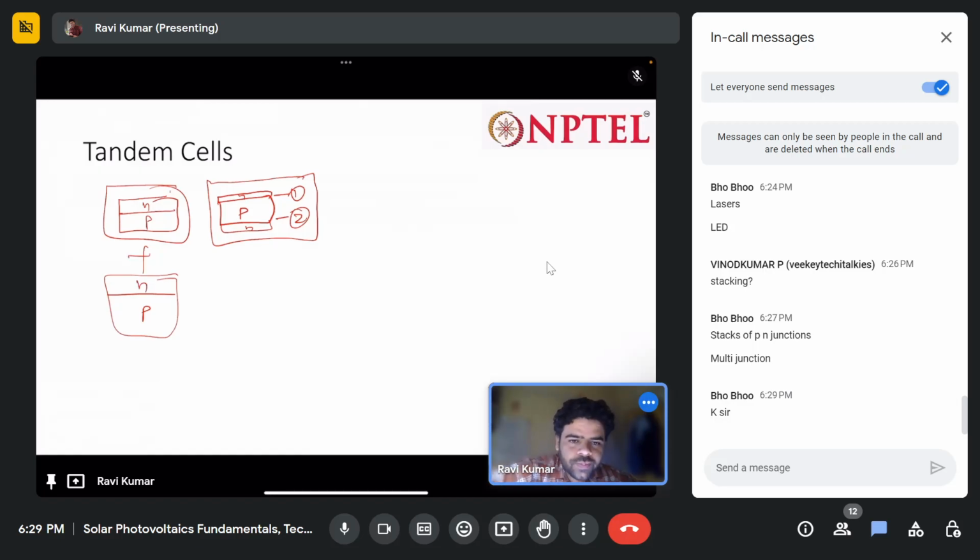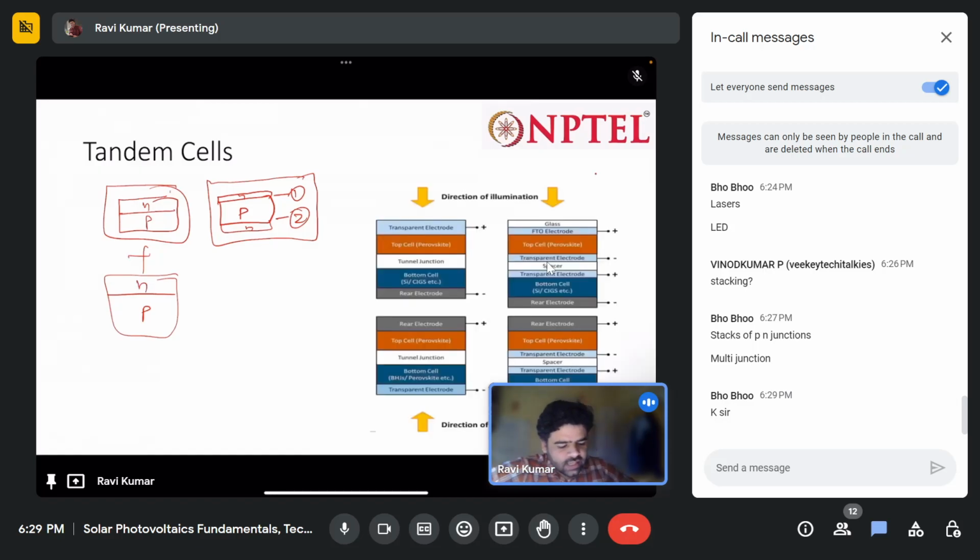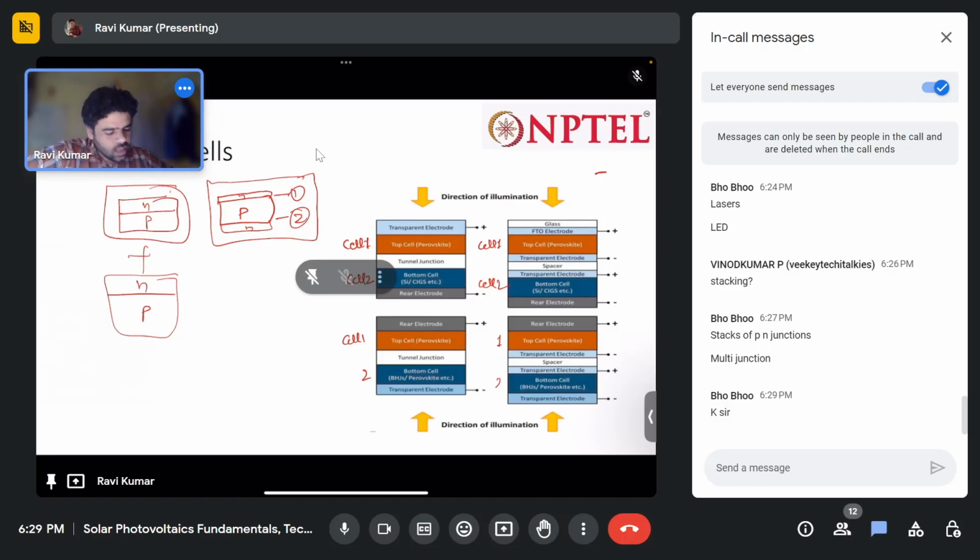See, this is the picture of a tandem solar cell. This is cell 1, this is cell 2. Here also cell 1, cell 2, cell 1, 2, 1, 2. So we have one cell, then a tunnel junction, and then another cell. If it is positive, it is negative, it is positive, it is negative. Means we are having cells in series in this first structure.